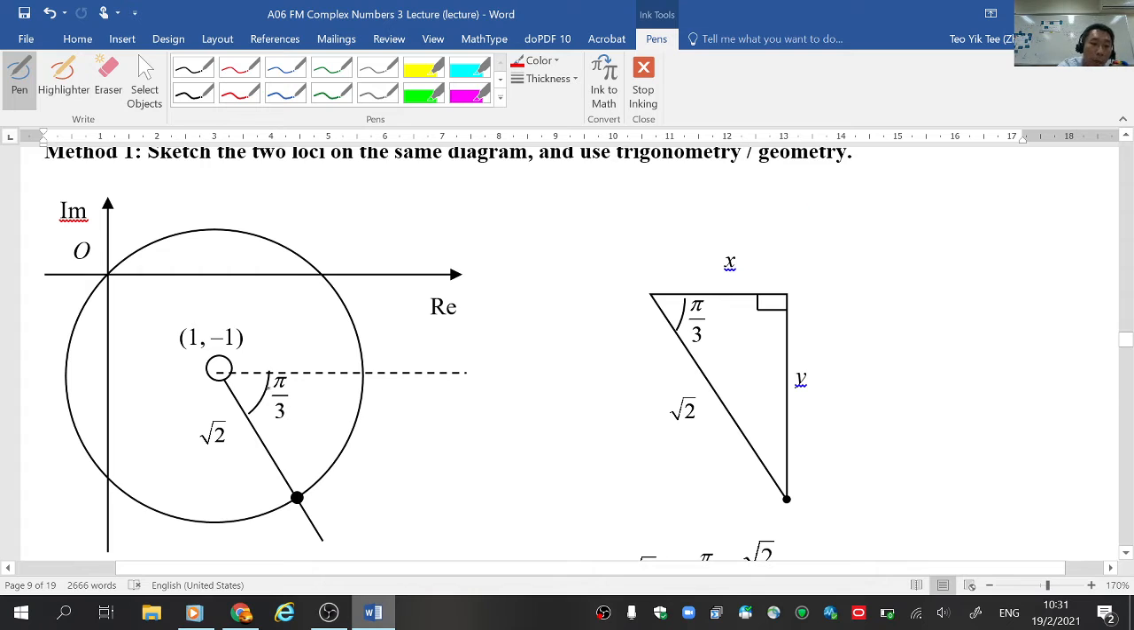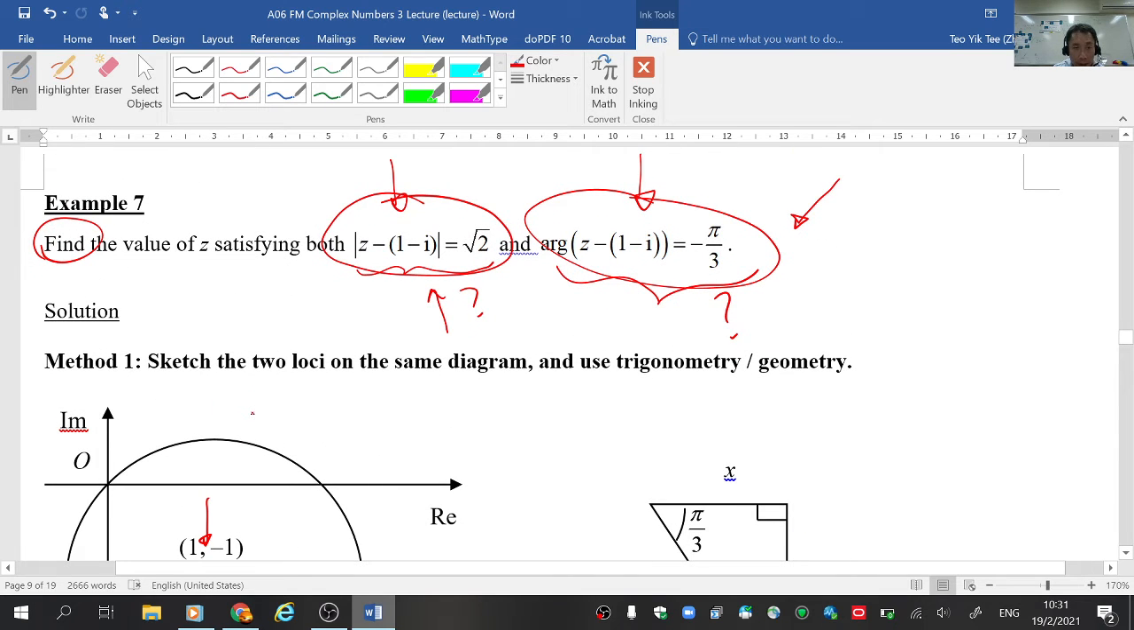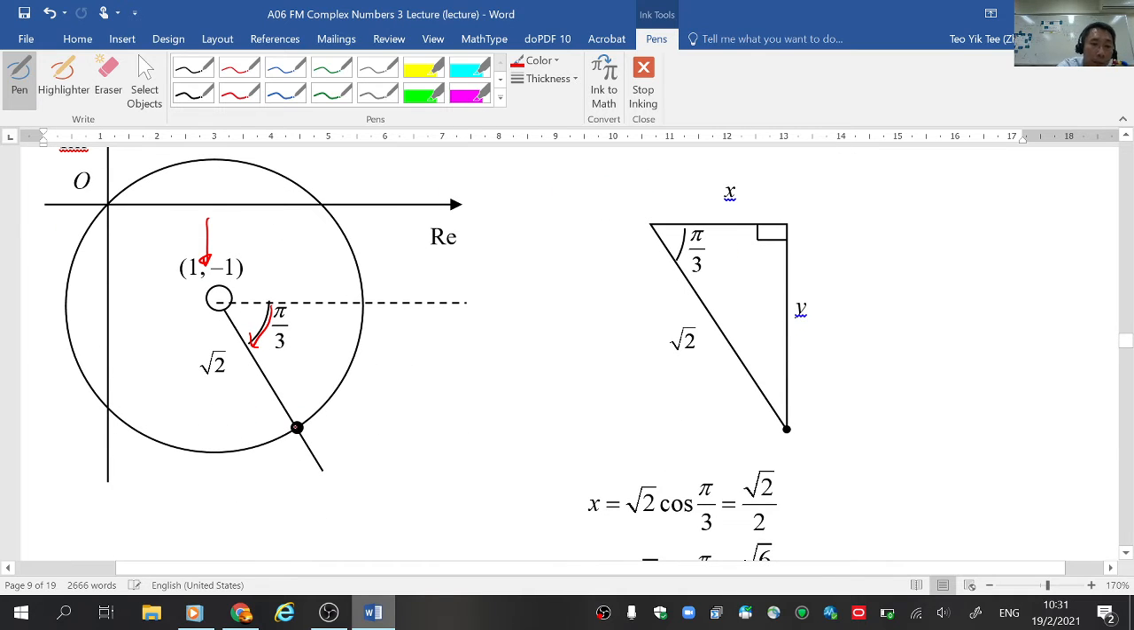So this is where your locus is. Half line, open circle, followed by the angle of pi over 3. Your job is to find the value of z satisfying both loci. So basically I need to find this intersection point. There are a few ways to do this. The more recommended way is via geometry.